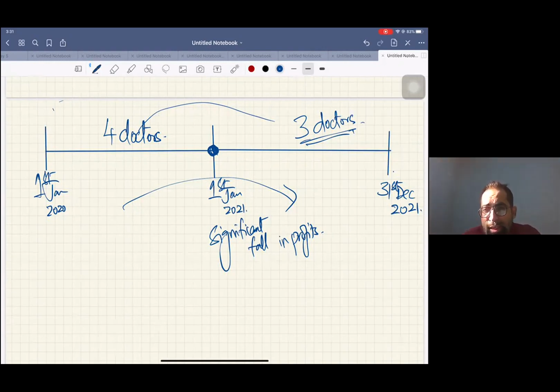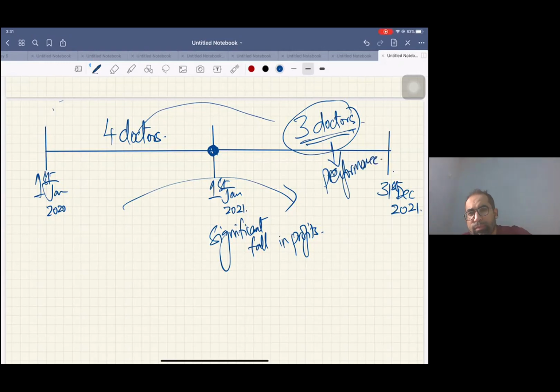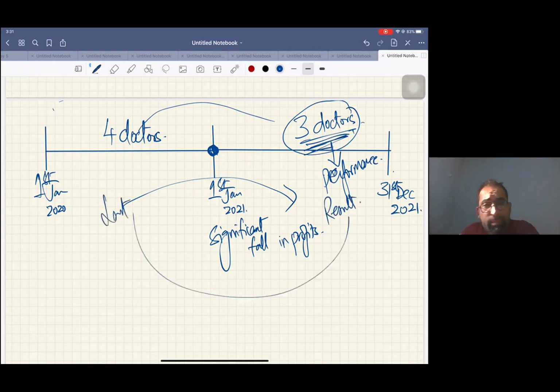But you know what's the reality? The inside reality of this story was that these three doctors' performance also went down. So the reason for the profitability downfall was these three doctors as well. Now wait. If you compare this year's result with last year's result, this is not a like with like comparison, because last year there were four doctors, and this year there are only three doctors.